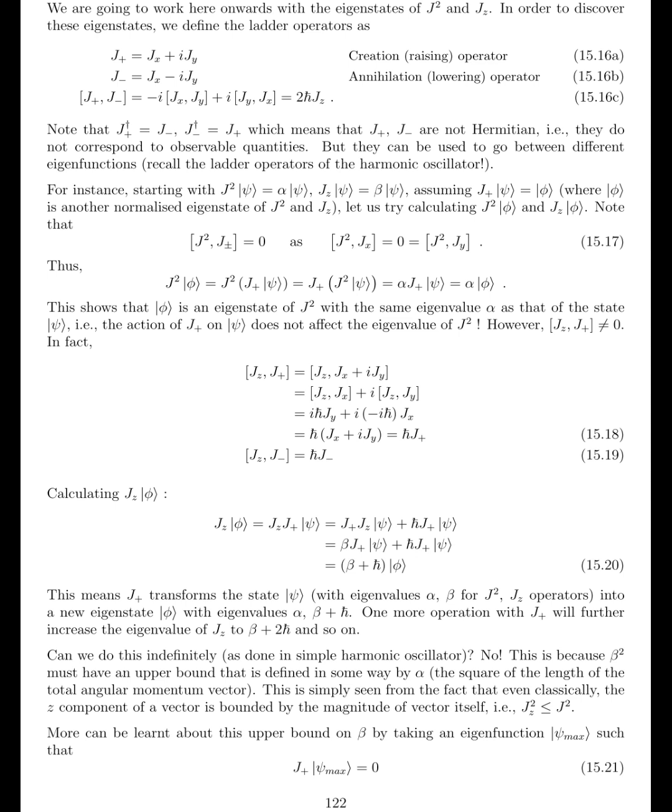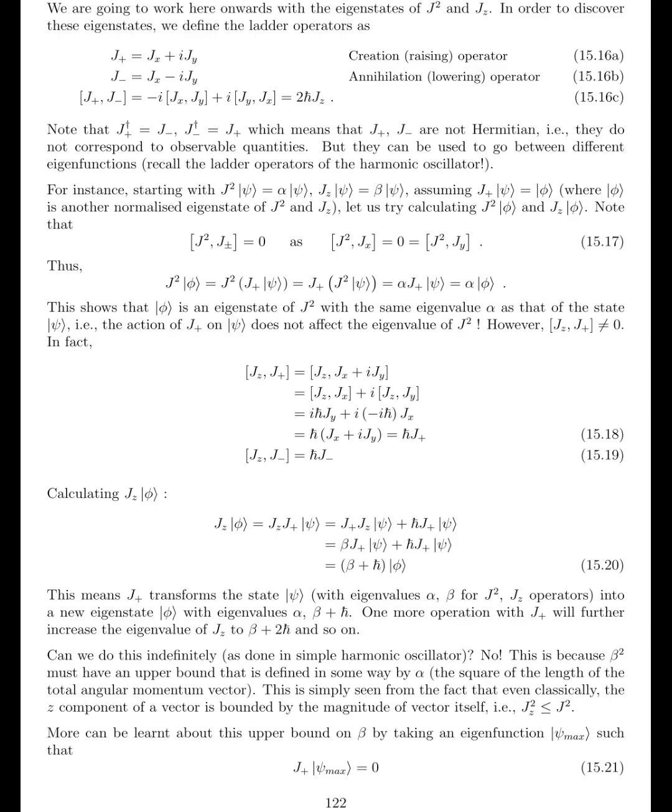One way to picture this, as we will see later on, is that if you think of J classically as a vector, J plus is just increasing it this way. It's just raising the vector such that its z component will obviously increase.